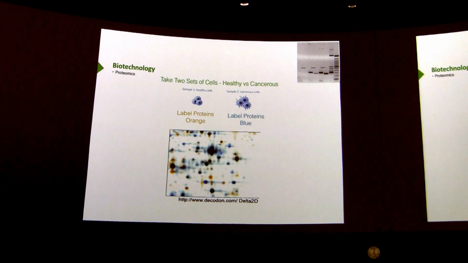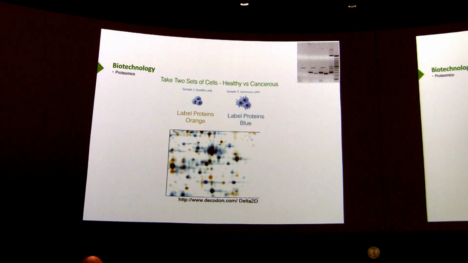So we get something that's sort of bluish orange, right? That would have more blue than orange, for example. We'd say, well, it's probably a little bit more in cancer cells than it is in healthy cells. But we're actually getting quantitative information now about the difference of expression of each protein between a cancer cell and a normal cell. This is an incredibly powerful technique.